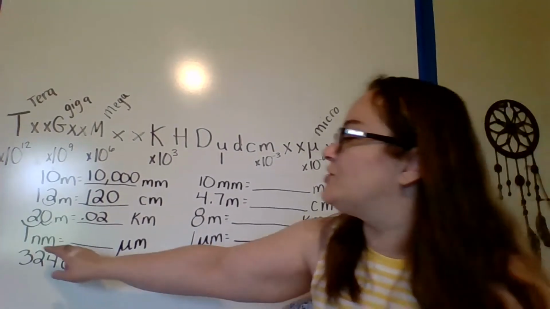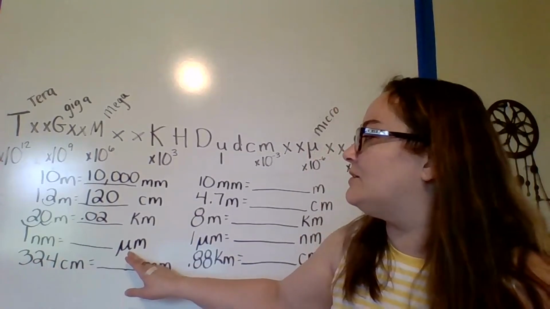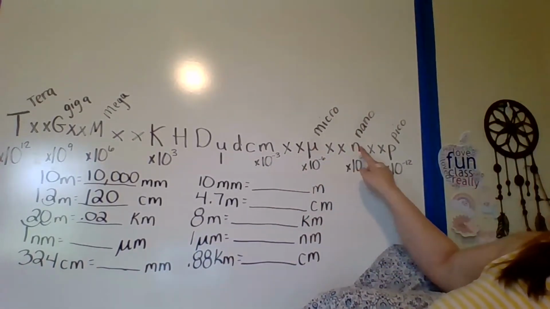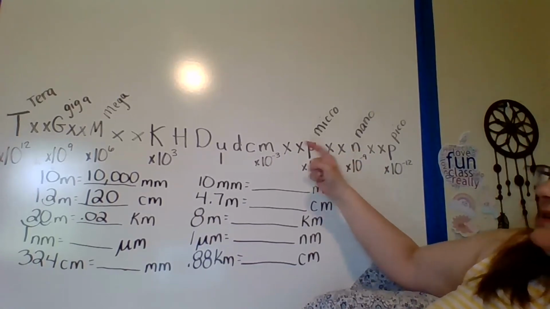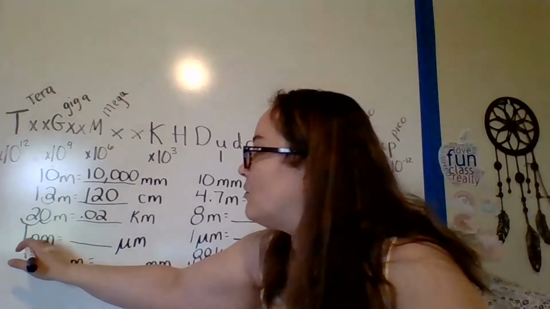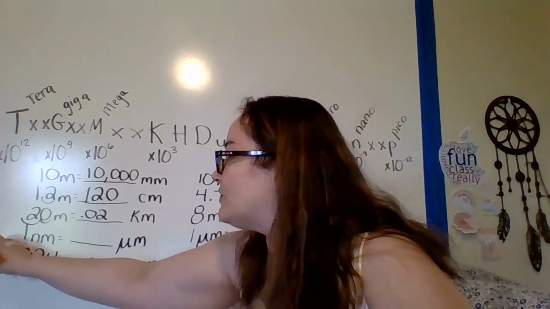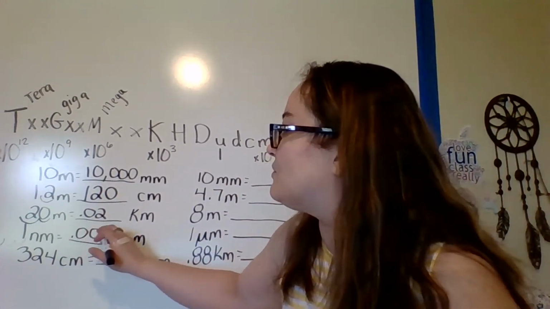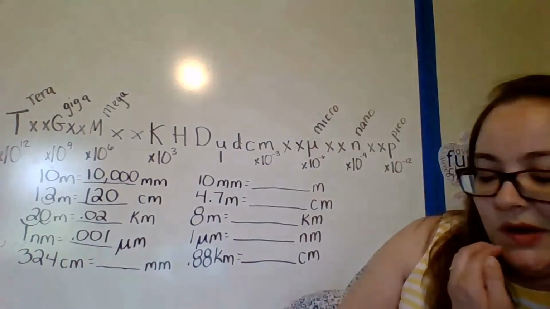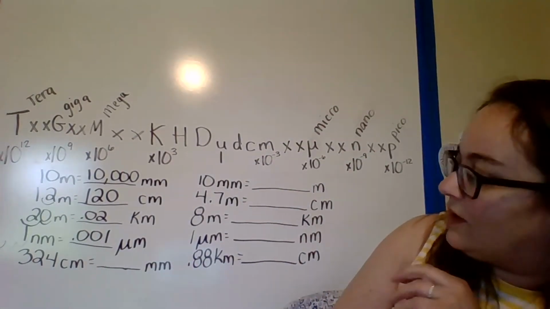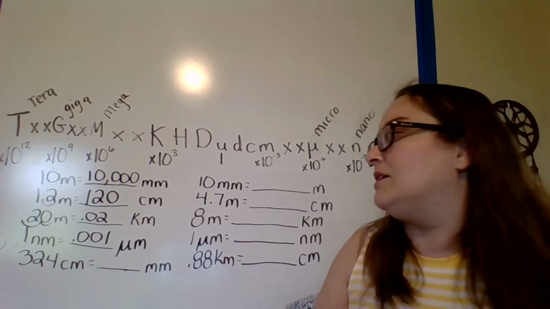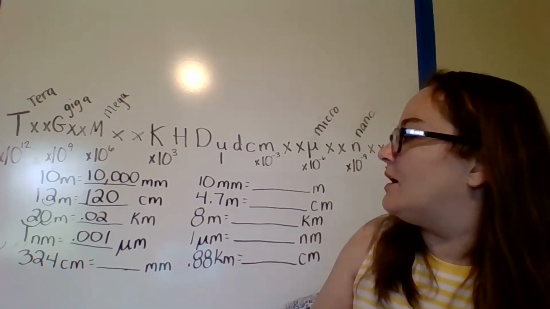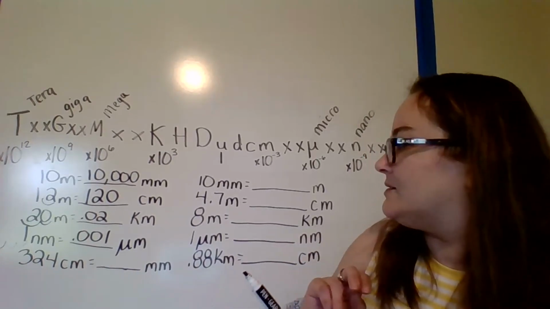Now we're going to start on nano and end on micro. So start on nano, end on micro. 1, 2, 3 to the left. So 1, 2, 3 to the left means 0.001. So 1 nanometer is 1,000th of a micron. Tiny. All right, now we're going to go to centi and stop on milli.